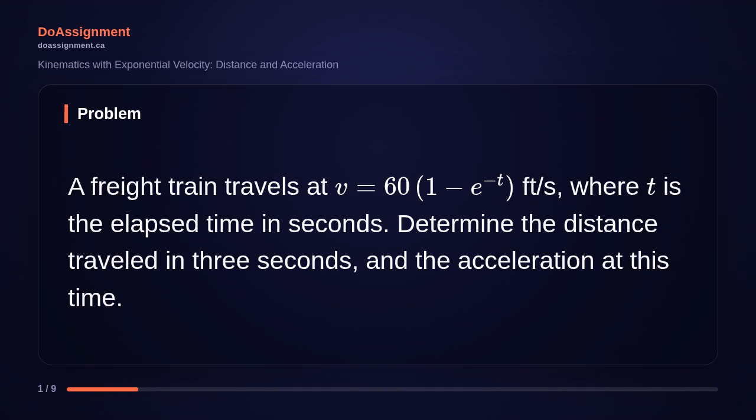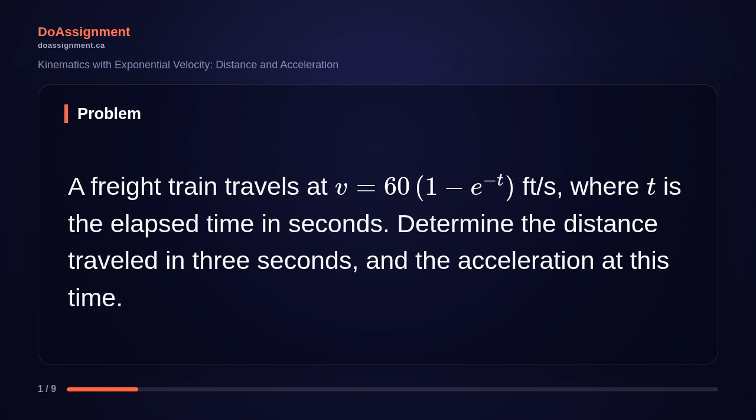A freight train travels at a velocity v equals 60 times the quantity 1 minus e to the negative t in feet per second, where t is the elapsed time in seconds. Determine the distance traveled in 3 seconds and the acceleration at that time.